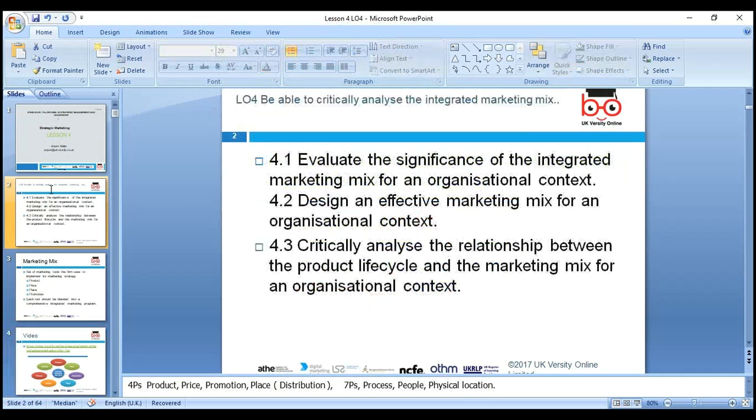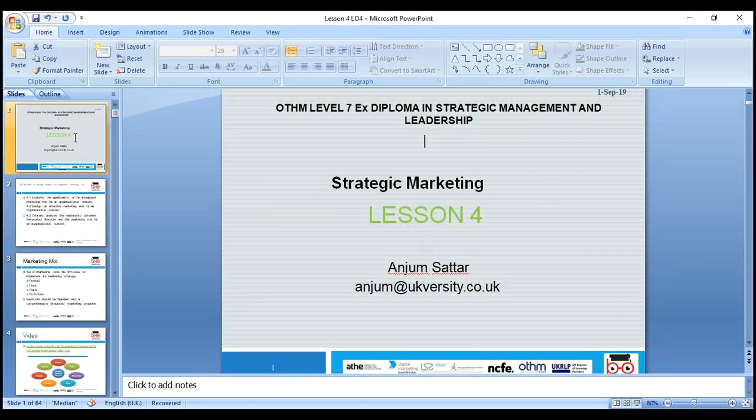So in today's lesson we discussed the importance of the marketing mix and analyzed its relationship with the product life cycle. I mentioned the product life cycle: we have introduction, growth, maturity, and decline, and of course the product life cycle has a link to the different prices we charge at different stages. And that's all for today's lesson.